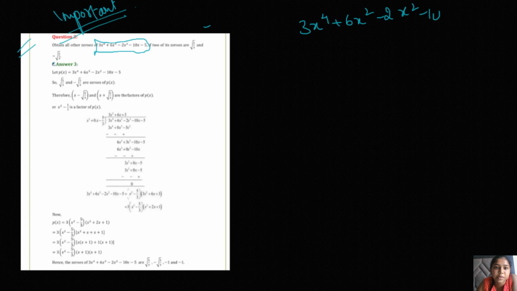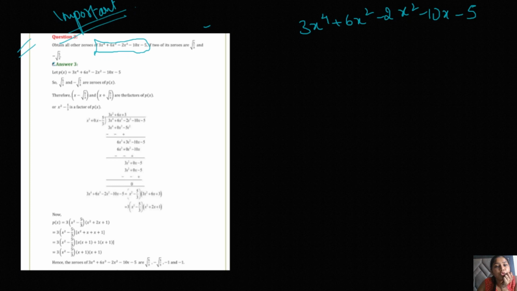These types of questions generally come in the exam instead of the division questions. In these questions, the whole quadratic, this is a type of polynomial, is given. This is a biquadratic polynomial: 3x^4 + 6x^3 - 2x^2 - 10x - 5. In this question, two zeros are given and you have to obtain the other two zeros too.